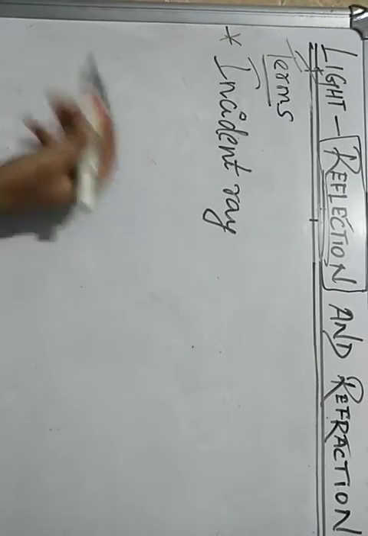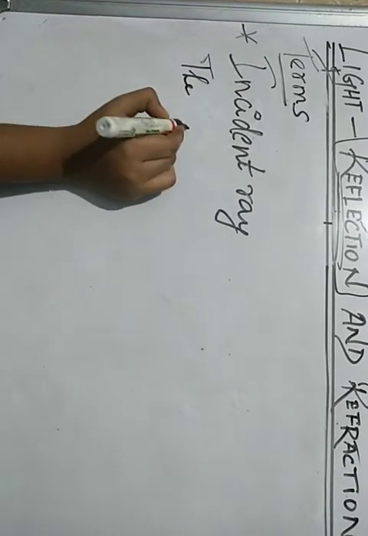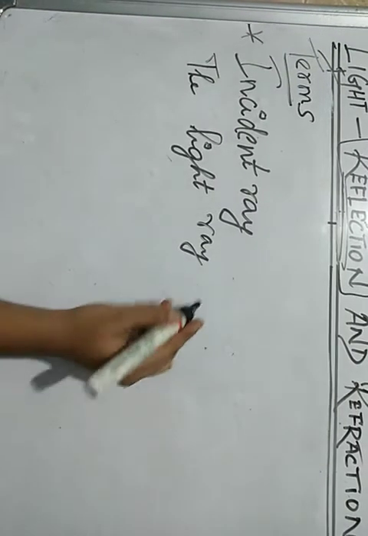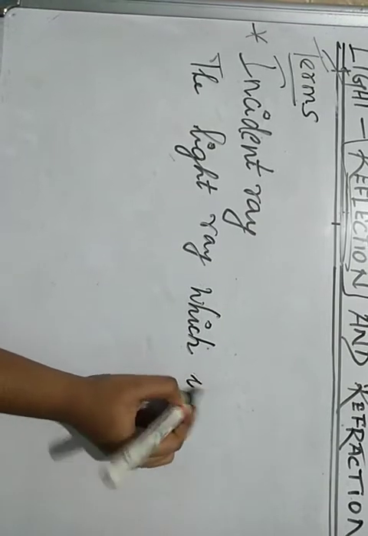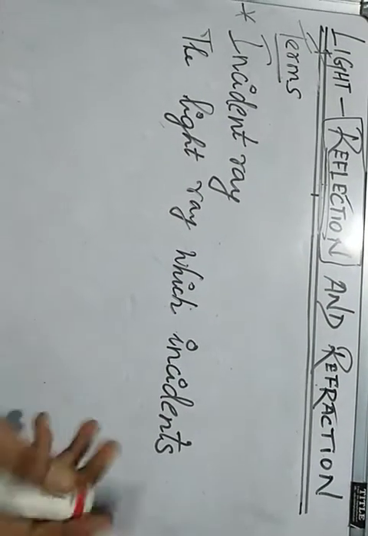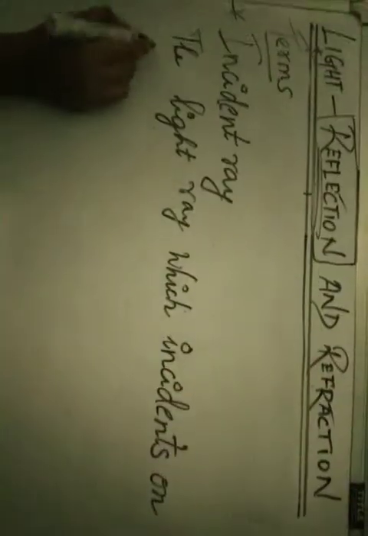Now incident ray, how will I define incident ray? The light ray which incidents or which strikes, you can use any word, which incidents or falls or strikes on a surface is known as incident ray. Generally this way we will be expressing how the ray is incidenting on the surface. This is the incident ray, the light ray which falls or strikes onto a surface. Suppose this is the surface, light ray is striking onto the surface. So this is the incident ray.